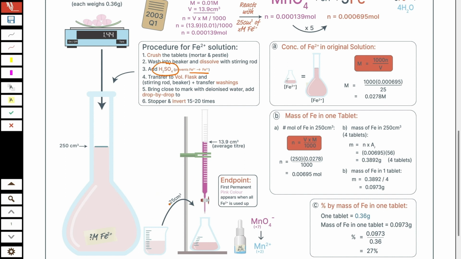So that will be in the burette. Our iron solution will be in the conical flask. Now, again, in addition to having my iron in the conical flask, we will also have more dilute sulfuric acid in here as well. And in this instance, it's to ensure the full reduction of manganese from a +7 oxidation state in MnO4- to a +2 oxidation state in Mn2+.